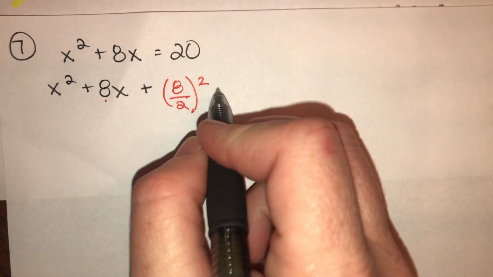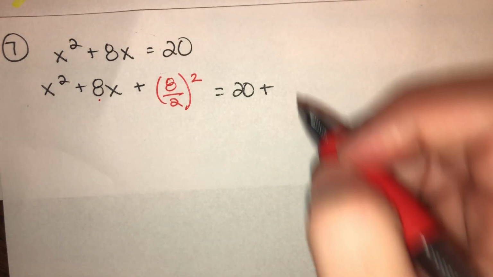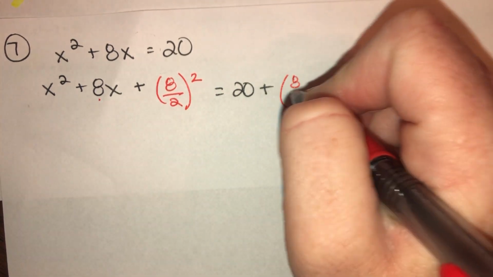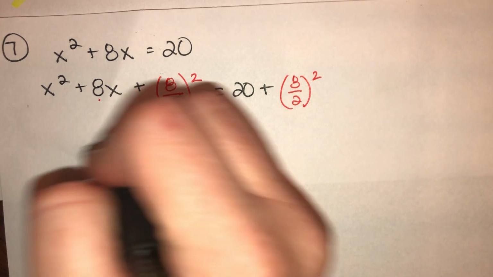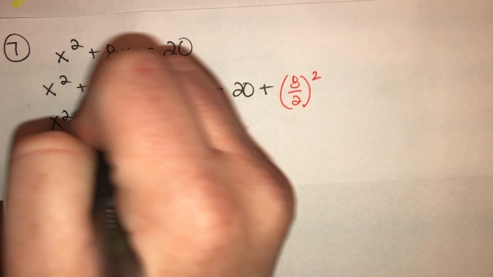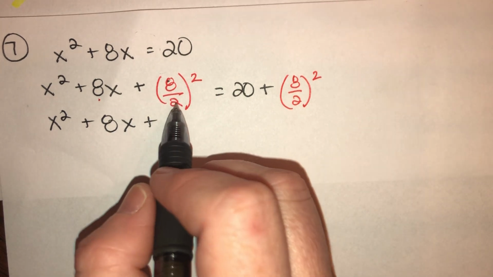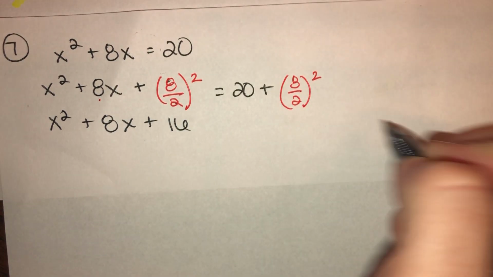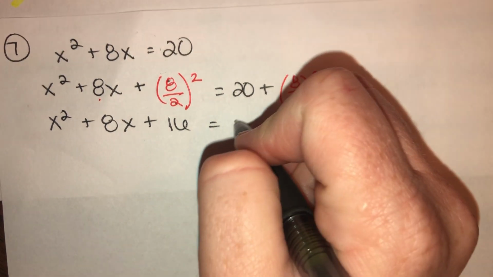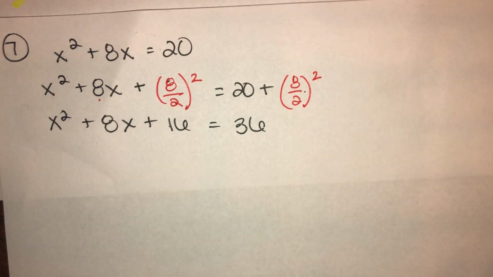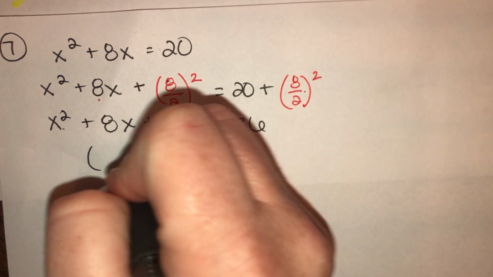Right? And since I added it here on the left, I have to do the same thing on the right. I added 8 divided by 2 squared. Then I can simplify the whole thing. x squared plus 8x plus, 8 divided by 2 is 4, 4 squared is 16, equals, since I know 20 plus 16 equals 36. Right? So now I know this is a perfect square trinomial, so I can go ahead and factor it.